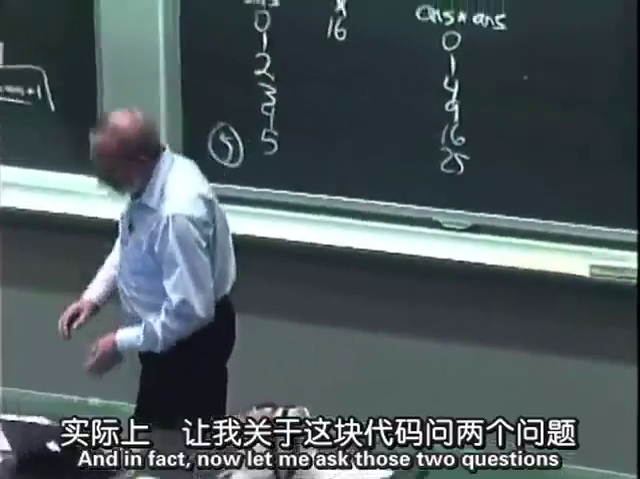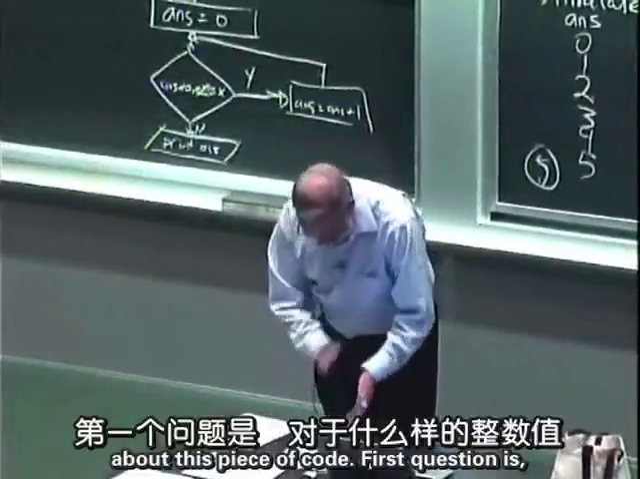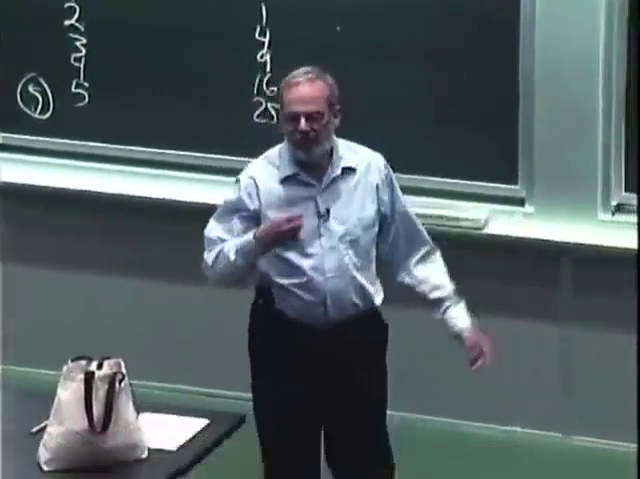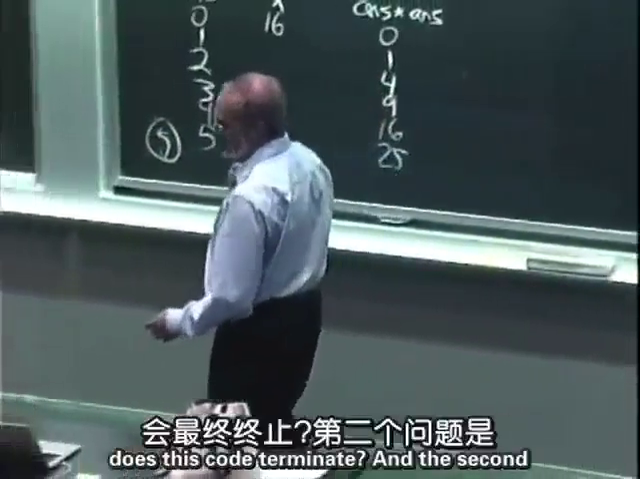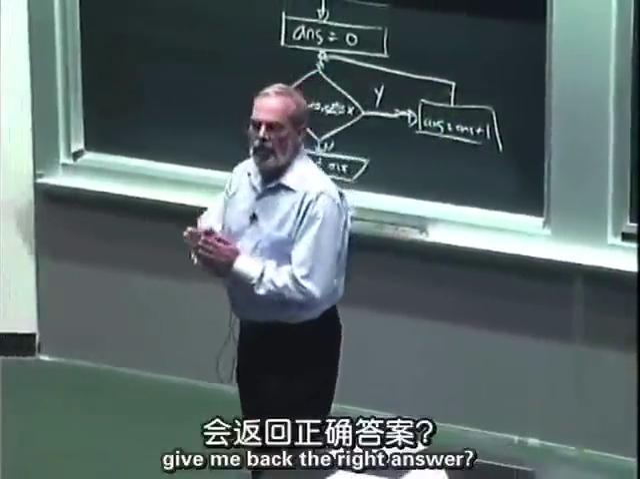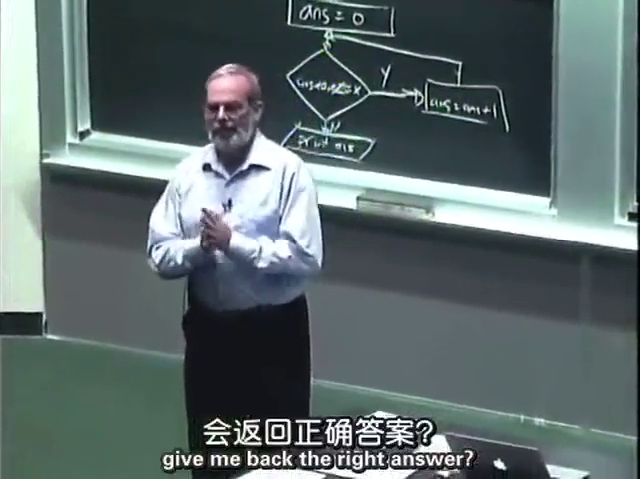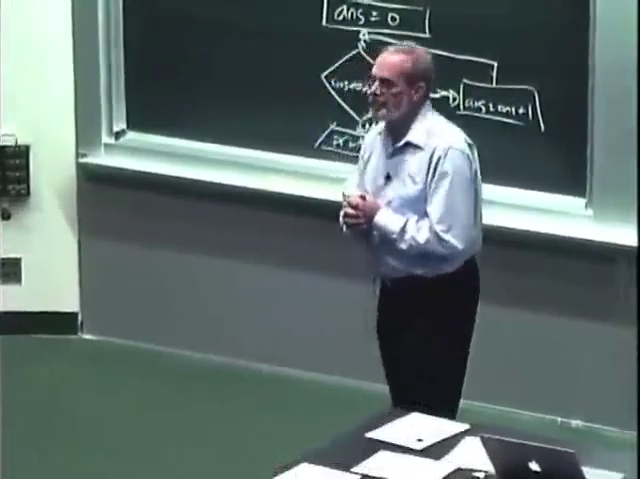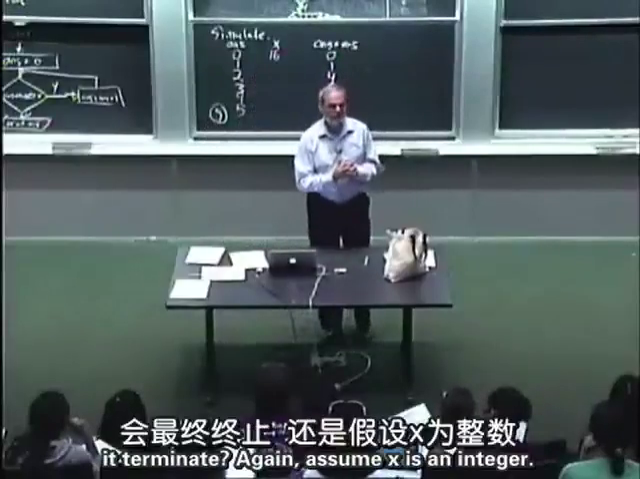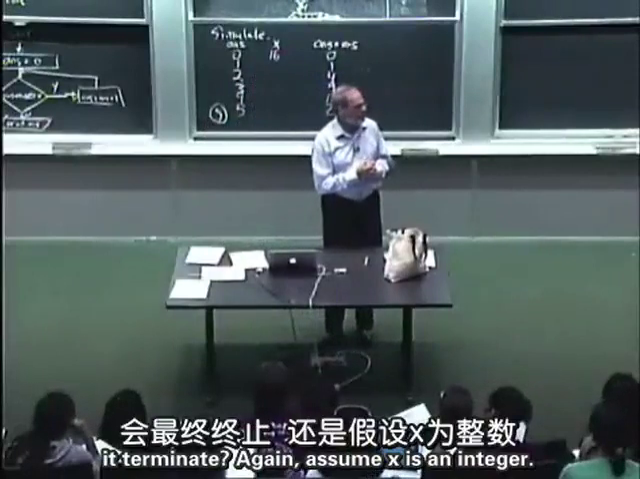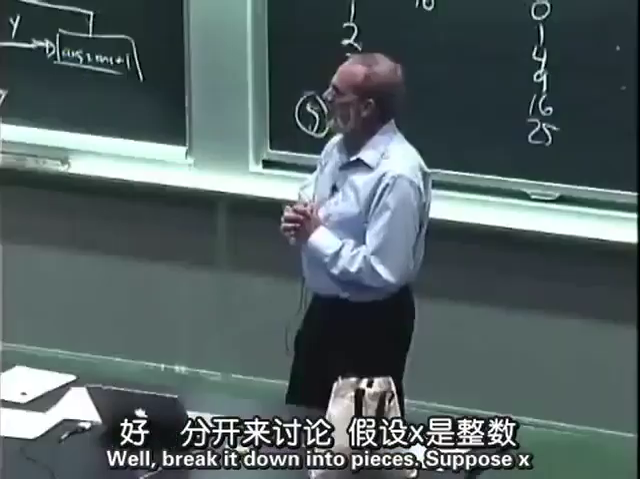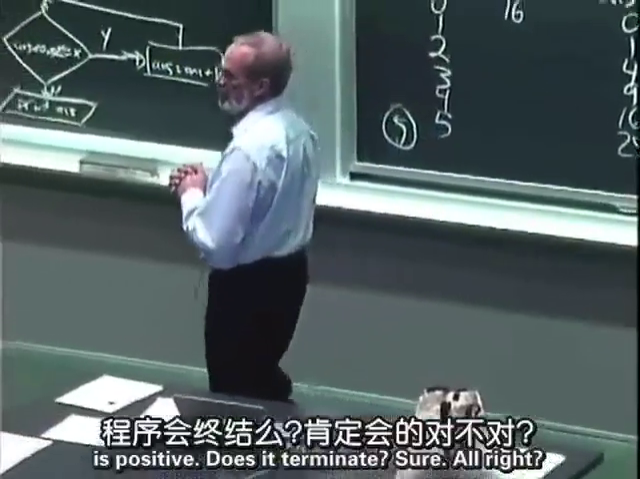And in fact, now let me ask those two questions about this piece of code. First question is, for what values of integers, we're going to assume integers, but for what values of x does this code terminate? And the second question is, for what values of x does it give me back the right answer? All right, first question. What values of x does it terminate? Again, assume x is an integer. Well, break it down into pieces. Suppose x is positive. Does it terminate?